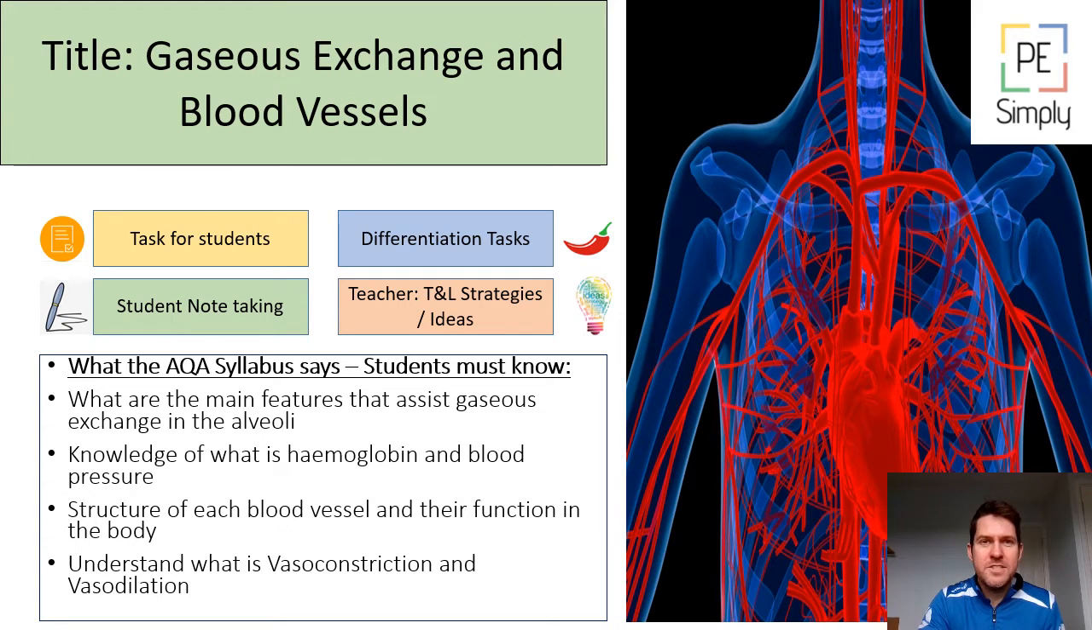But let's first of all look at the syllabus of AQA and what is required from this particular topic. First of all, as students, you need to be aware of the main features that assist with gaseous exchange within the alveoli. You also need to be aware of the keyword of hemoglobin and understand what we mean by blood pressure. You also need to be aware of the different structures that exist within the different blood vessels within our body and what those blood vessels' functions are within the body. And finally, you need to be aware of those two keywords of vasoconstriction and vasodilation. So lots to get through, let's get cracking.